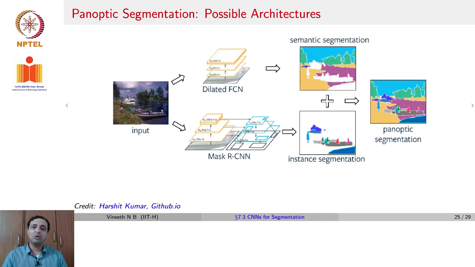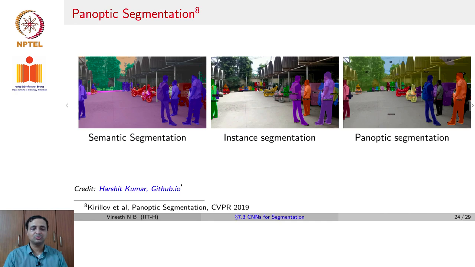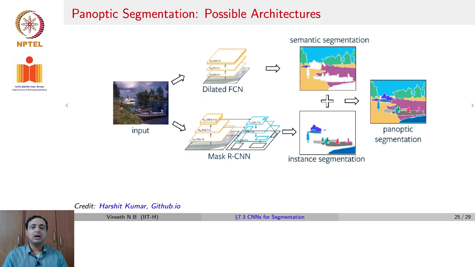So how do you perform panoptic segmentation? This work was first introduced at CVPR of 2019, about a year old, and one could achieve panoptic segmentations using a couple of architectures. You could use Mask RCNN to get instance segmentation results. You could use a dilated FCN to get semantic segmentation results, and then you merge the two to get panoptic segmentation. That's one approach. This particular work actually implements a couple of approaches and then studies how this needs to be evaluated differently.